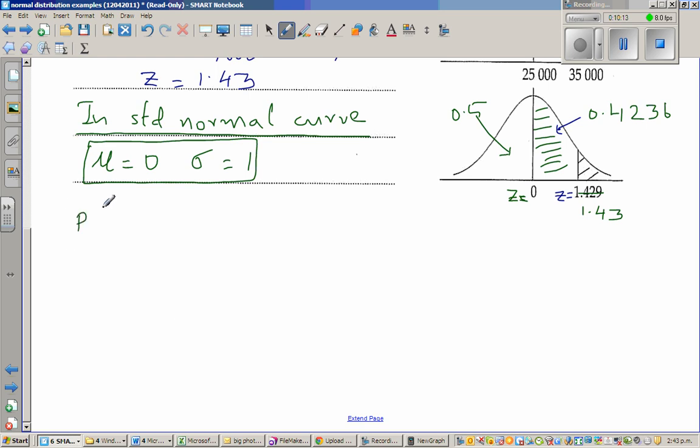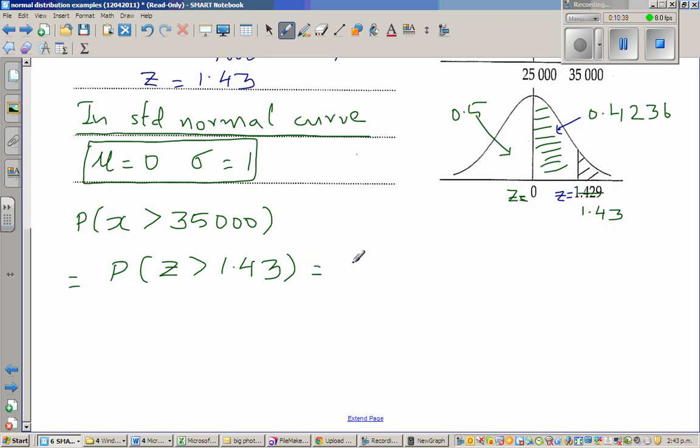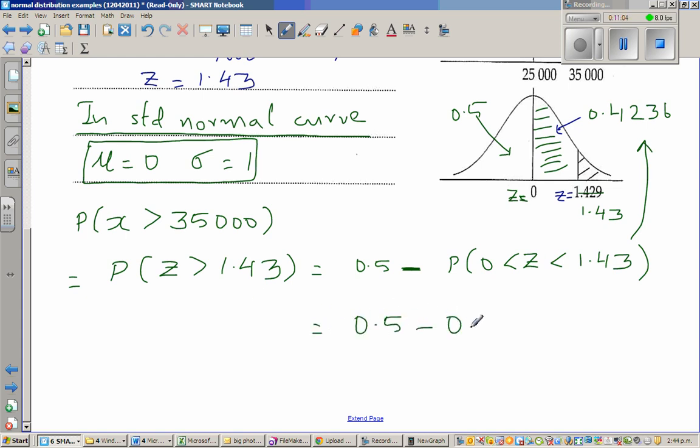The question is the probability of X being greater than 35,000. It's the same as, written in terms of Z, Z greater than 1.43. So the probability of Z greater than 1.43 would be 0.5 minus the probability of Z between 0 and 1.43. This is a bit mathematical for those who don't like the mathematical form. Basically, this is the area that we have found, so this is nothing but 0.5 minus 0.4236.